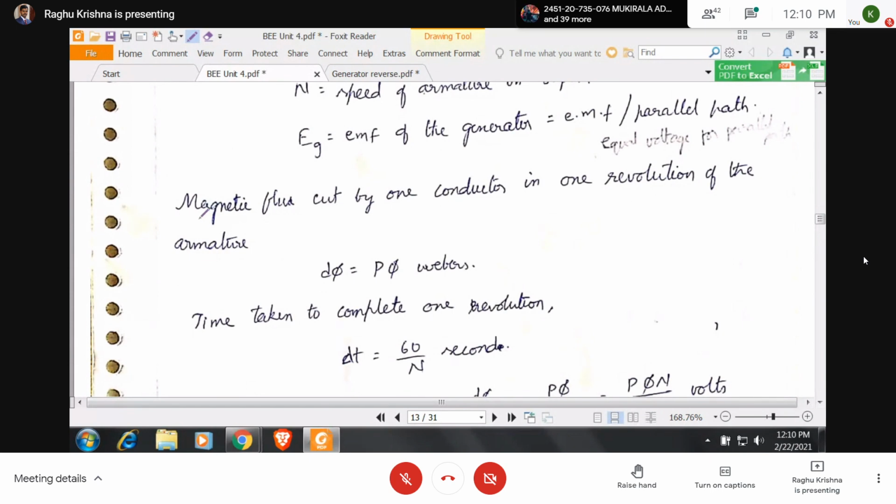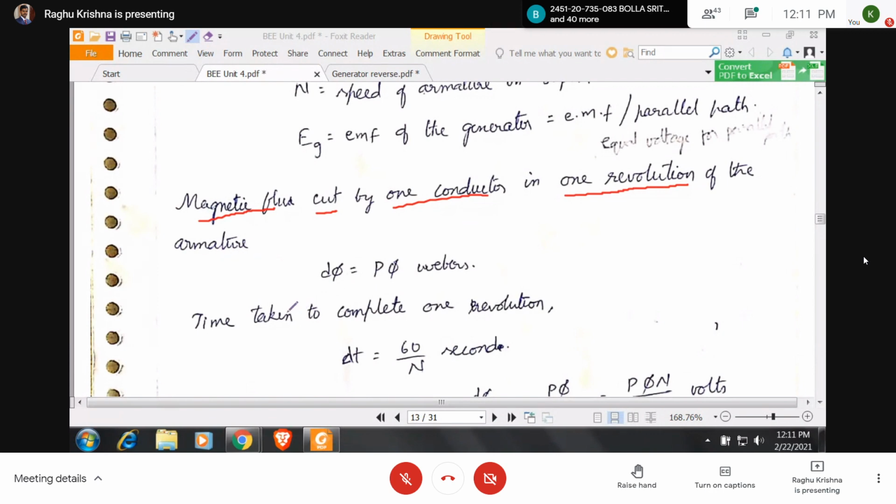Magnetic flux. So first, this is the first step. We are going to calculate the magnetic flux cut by one conductor in one revolution of the armature. So that I am going to take as dΦ. dΦ is equal to PΦ, where P is the number of poles, Φ is the flux per pole. So dΦ is the flux cut by one conductor in one revolution of the armature.